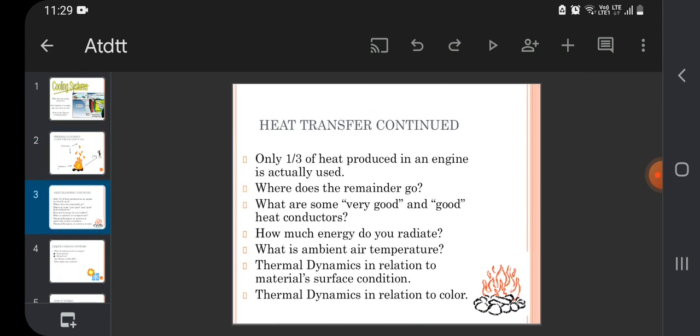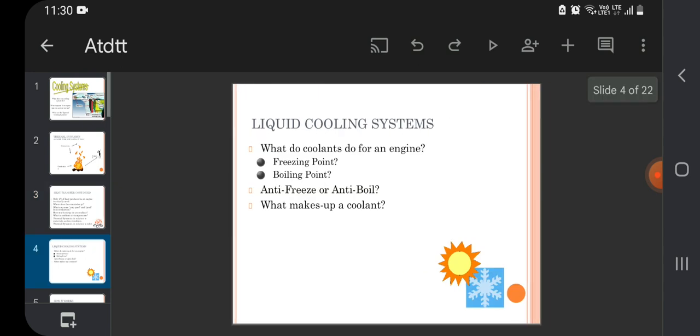Heat transfer continued. Only one third of heat produced in an engine is actually used. Where does the remainder go? What are some very good and good heat conductors? How much energy do you radiate? What is the ambient air temperature? Thermal dynamics in relation to material surface condition. Thermal dynamics in relation to color.